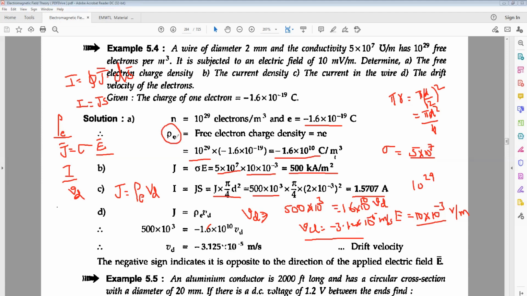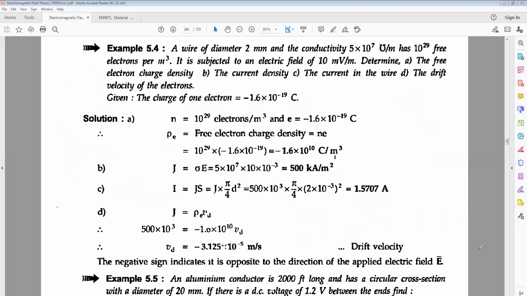free electron charge density. Rho E is equal to N into E, and N is given as 10 power 29 free electrons per meter cube. The charge of one electron is minus 1.6 into 10 to the power of minus 19. Multiply the two, you'll get the free electron charge density. And the current density J is sigma into E, and current is equal to J into S, and J is equal to rho E into Vd. The drift velocity times the free electron charge density is nothing but the current density.